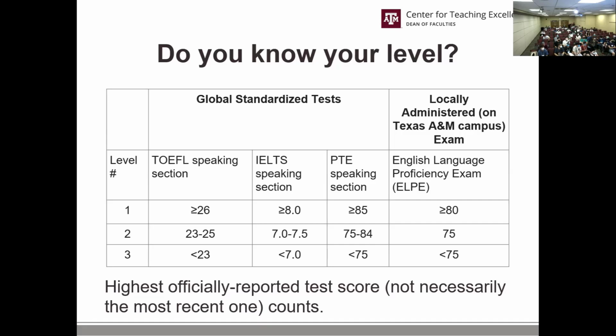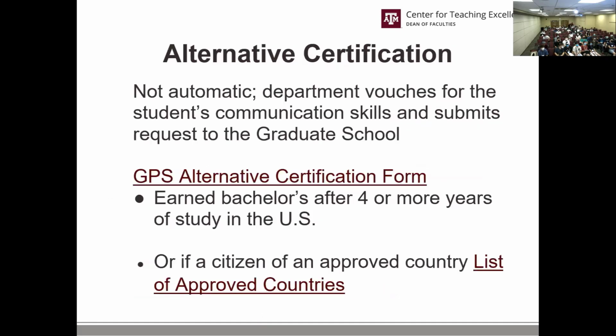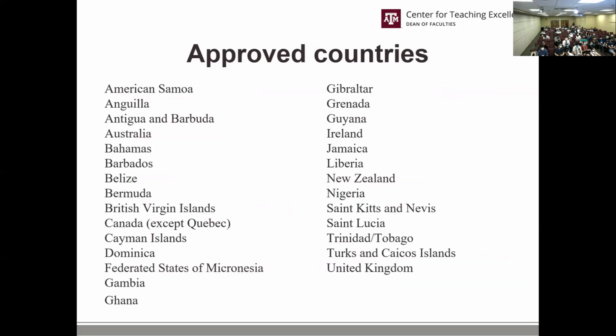The in-house locally administered Texas A&M exam, the ELPE, is another way to achieve certification. If you have citizenship in one of the English-speaking countries listed at the university's website, or if you earned a bachelor's degree at an accredited US institution while residing here for 4 years, at least 8 semesters, you might qualify for alternative certification. Then you don't need to submit the test score, but your department needs to send this paperwork to the graduate and professional school. These are the approved countries.